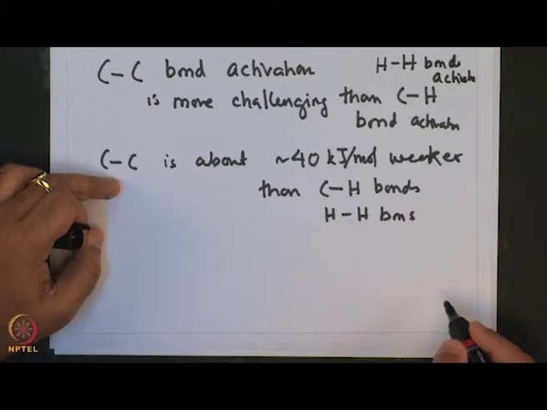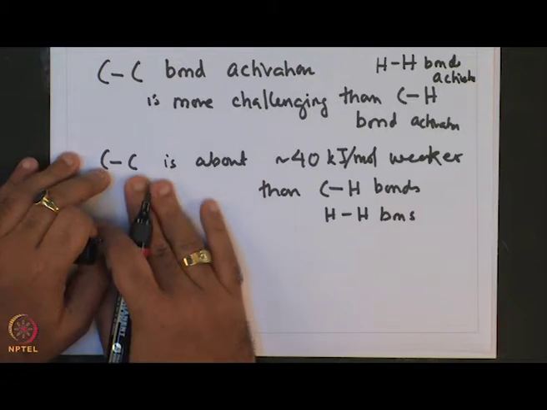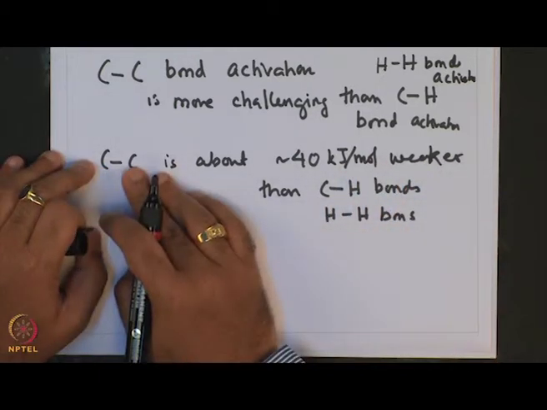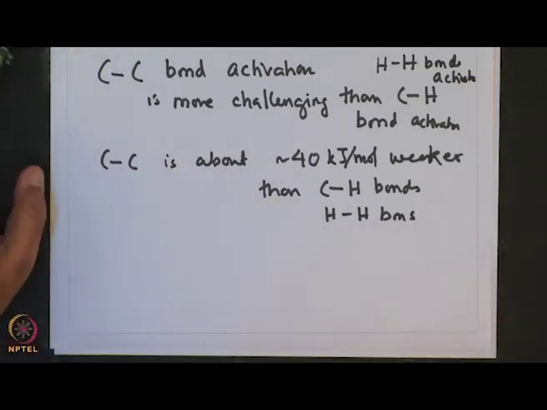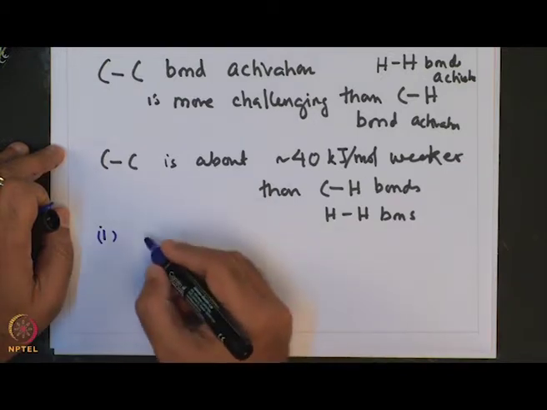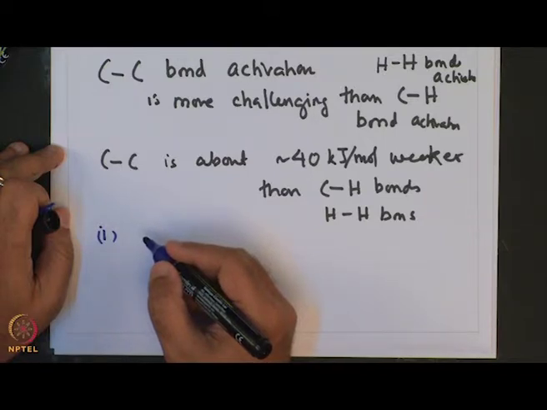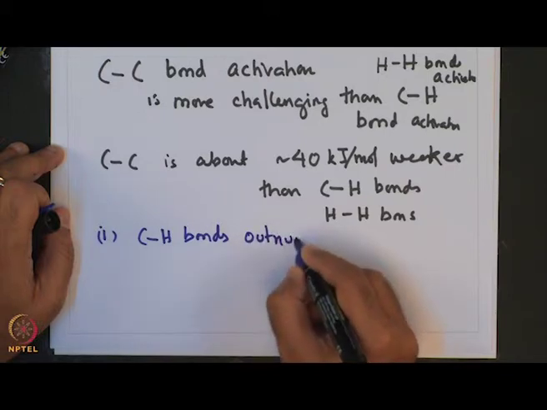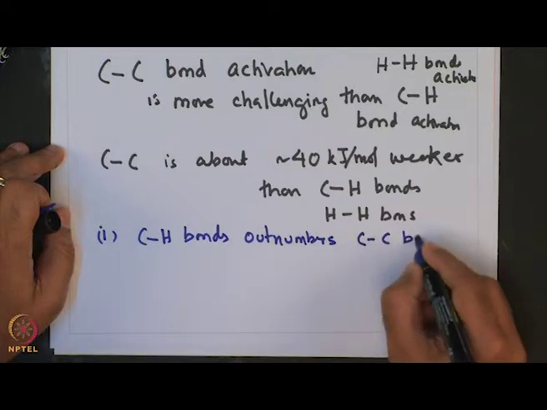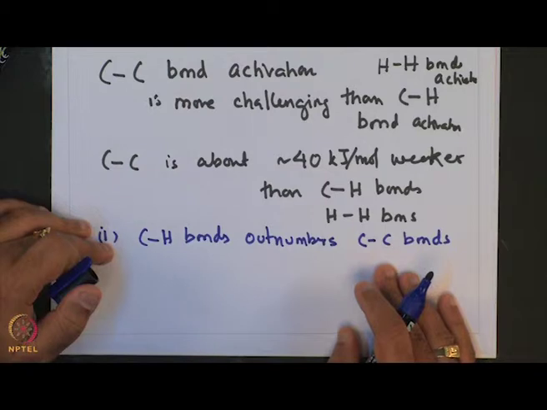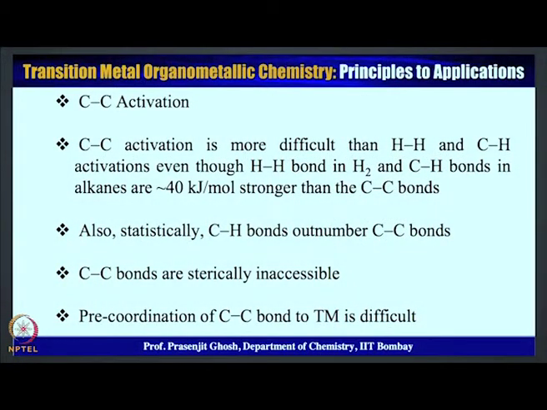What this indicates is that, despite the fact that these bonds are easier to cleave, with bond energy about 40 kilojoules per mole weaker than that of a C-H bond or H-H bond, it is still a difficult problem. The challenge is that, statistically, C-H bonds outnumber C-C bonds. So, there are fewer C-C bonds for the catalyst to see than C-H bonds. A catalyst activating a particular sigma bond will see more C-H bonds around it than C-C bonds.